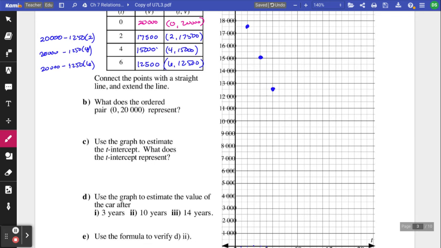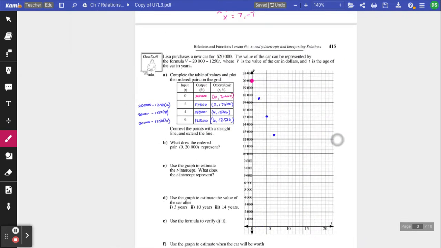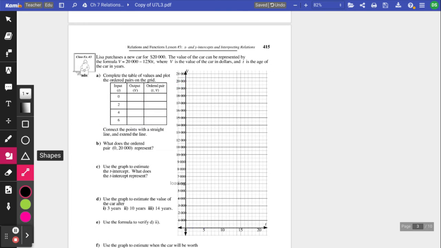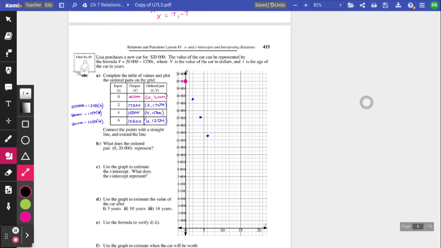Then it says, connect the points with a straight line and extend the line. Okay, so I'm going to shrink this down a little bit. And I have a straight line thing. You would get a ruler. Please get a ruler. Okay, don't eyeball this too much. And I'm going to go from here, and I'm going to draw a straight line.